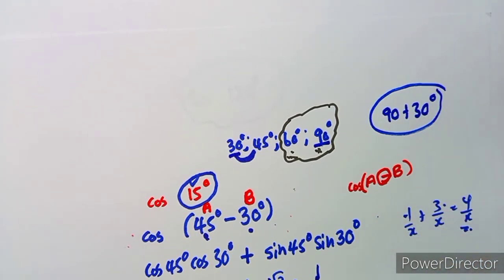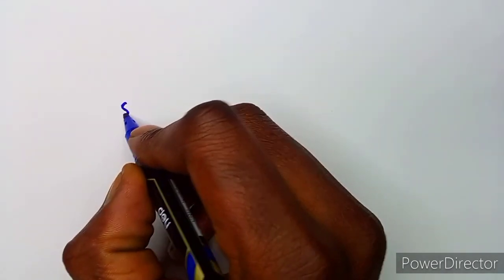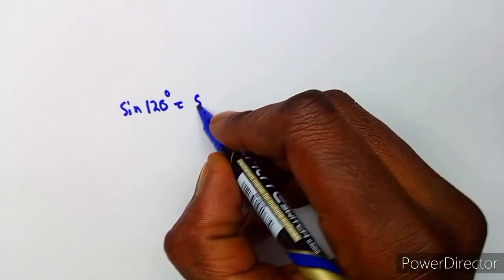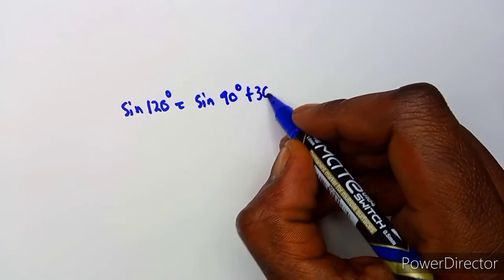90 plus 30 simply gives us what? 120 degrees in that format. But someone can use this. I'm going to work this separately, all the two. All right, so sine 120 degrees in this case is going to give us sine 90 plus 30, which is 90 degrees plus 30 degrees.